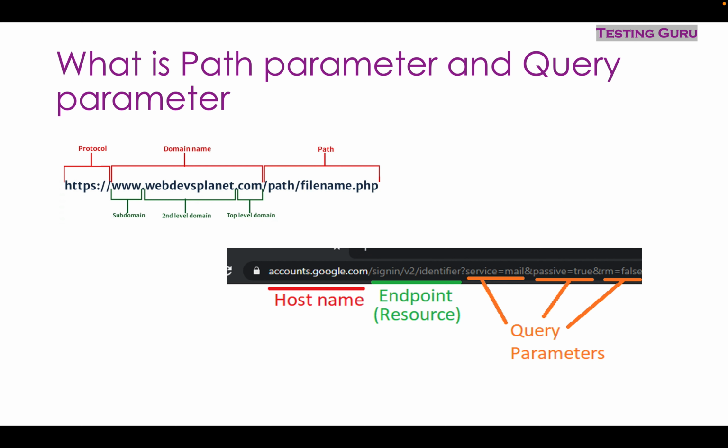And if we have multiple query parameters, we separate them with the ampersand symbol. So here we have service as an attribute and mail as a value for that, and passive is the attribute and true is the value. Like that we have three query parameters here. So this is the difference between the path parameter and query parameter.